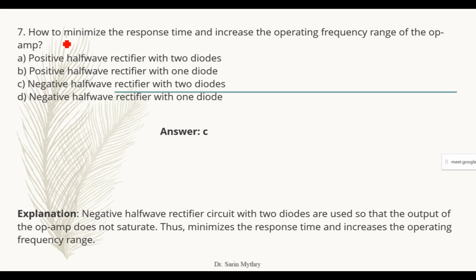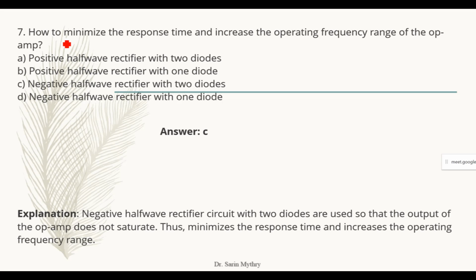How to minimize the response time and increase the operating frequency range of an op amp? I think in the previous lectures we have studied what the response time in an op amp is. I hope you remember that. What is meant by response time in an op amp? We are talking about the settling time.